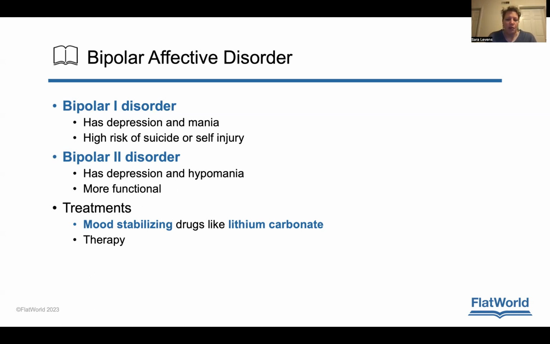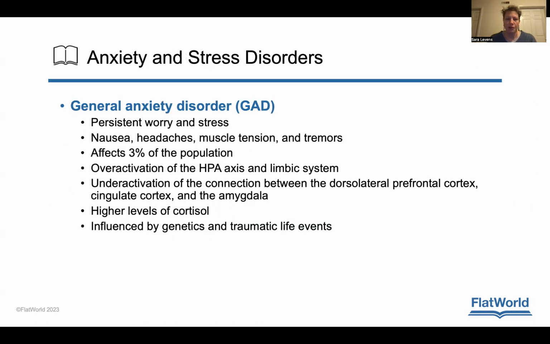But you can also have those cycles that would happen really quickly. So you could have rapid cycling bipolar 2, which would mean that you're going to cycle through depression and hypomania potentially within the same day or multiple times within that day. And so treatments for this are mood stabilizing drugs like lithium carbonate, and therapy. And many depressive medications work. And so usually there's just a combination of medications that you would need to find out.